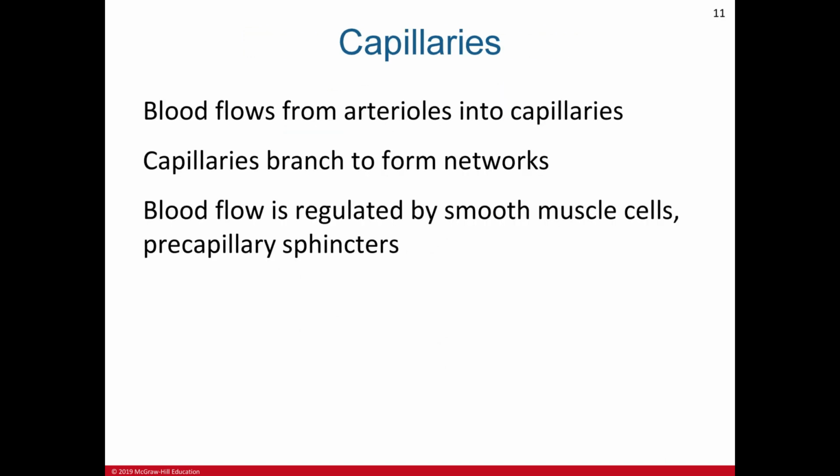Next is the capillaries. When the blood flows from arterioles, it will then go to the capillaries. The capillaries branch to form networks. Blood flow is regulated by smooth muscle cells in the precapillary sphincter. So unlike other vessels, the capillary does not decrease its diameter, while the arterioles, as they go farther from our heart, have a smaller and smaller lumen.